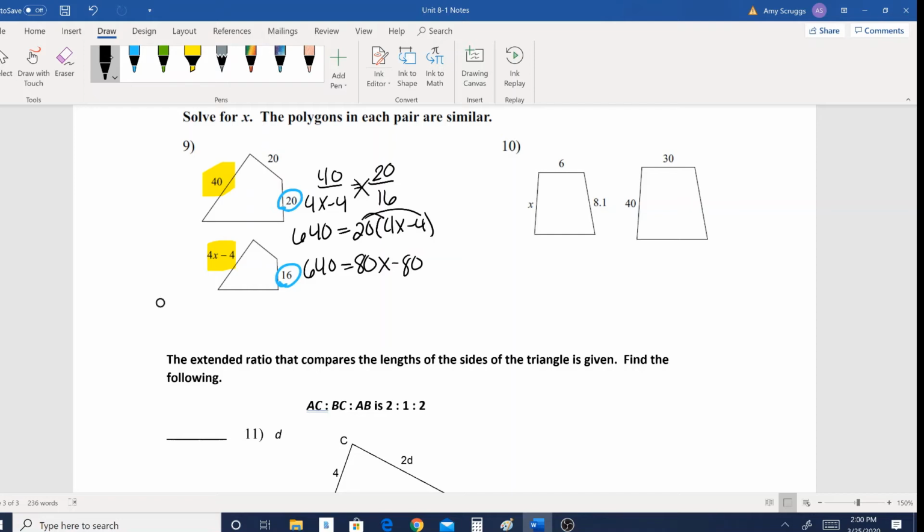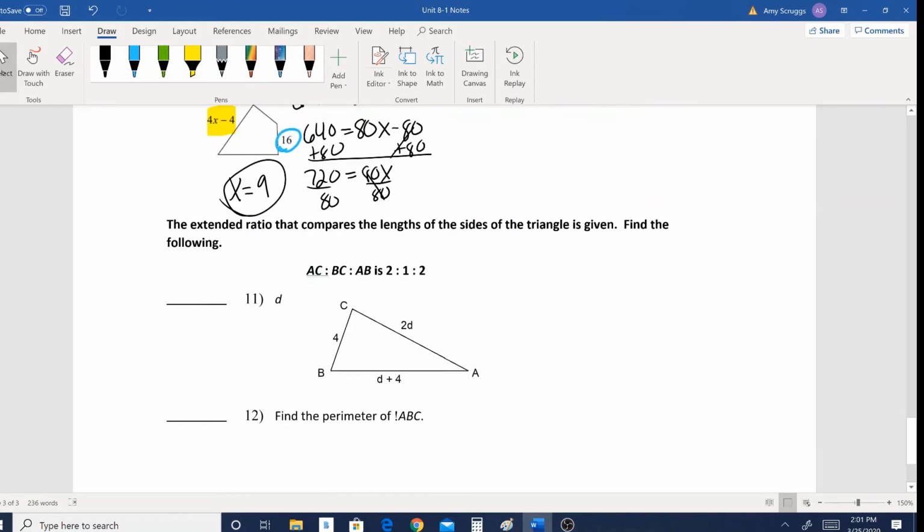Okay, so once you have it distributed, we're going to add 80 to both sides. So that's going to give us 720 is equal to 80x. We're going to divide both sides by 80. So 720 divided by 80 gives us 9. So we get x is equal to 9.